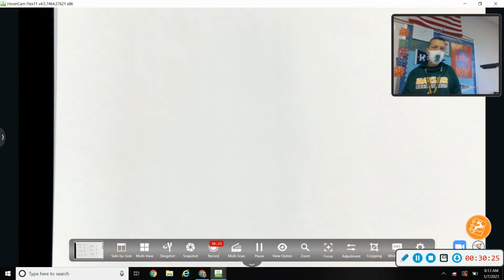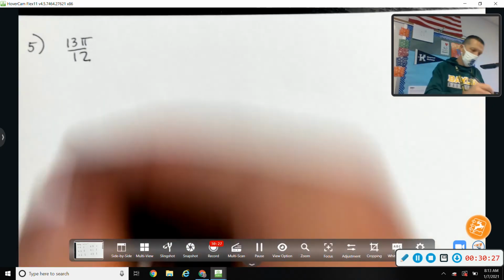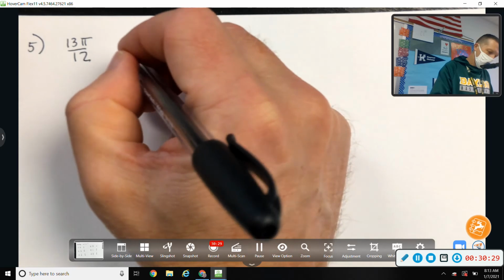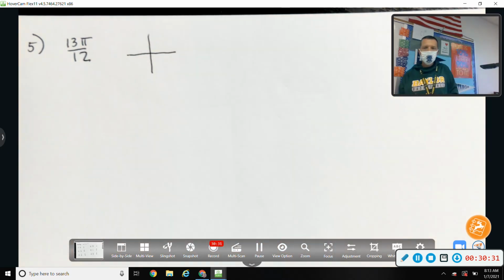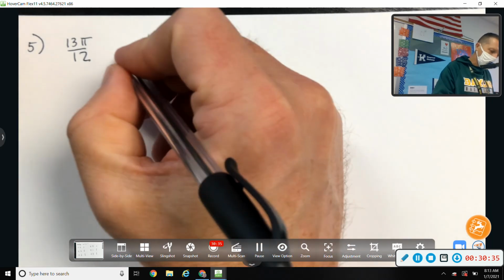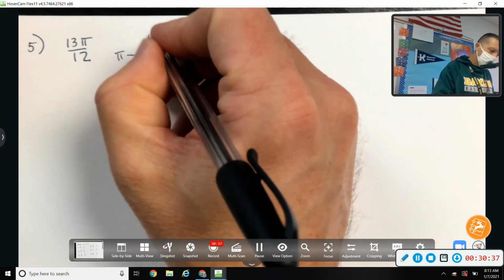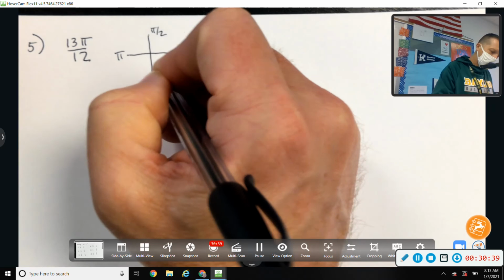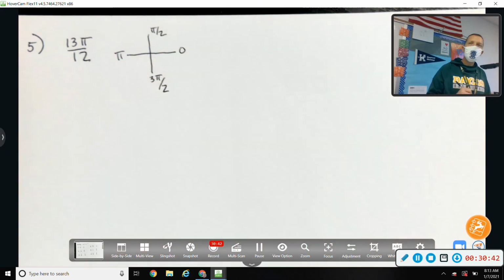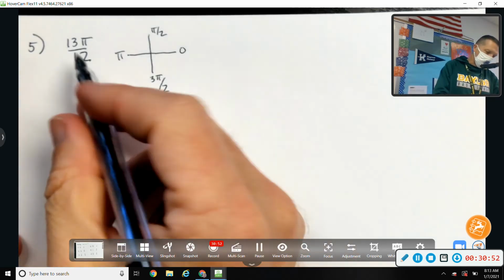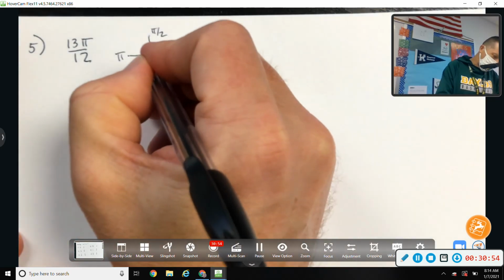13 pi over 12. I think that one's a little bit easier. What quadrant is that one going to land in? Yeah, 3. Because it's a little bit bigger than 1. That's all you have to think about is, well, how does it compare to 1/2, to 1, and to 1.5? Well, it's bigger than 1. It's just barely bigger than 1, so I know it's just barely into the third quadrant.